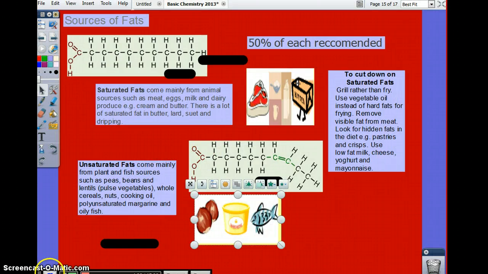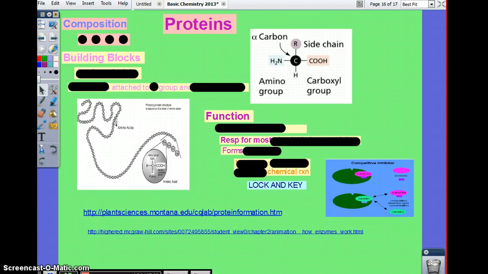Okay. However, let's start with composition. It should be a little bit easier now. Who could tell me the composition of a protein? Carbon, hydrogen, and nitrogen. Correct. You're adding one element different from carbs and lipids, which is nitrogen. It's a combination of carbon, hydrogen, oxygen, and nitrogen.